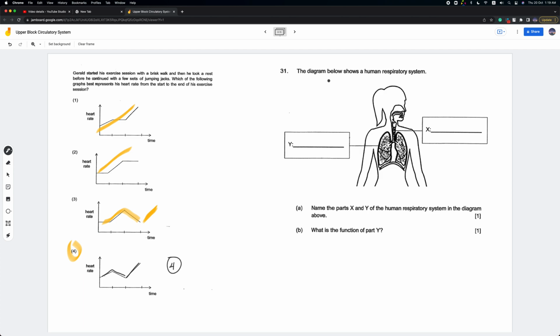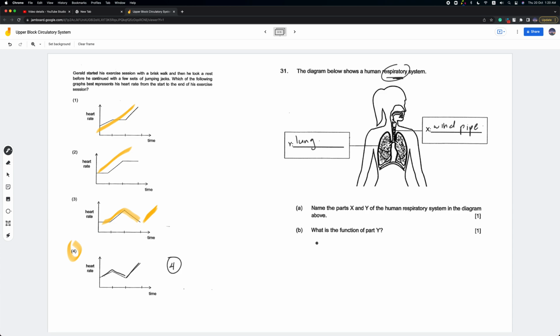Question 31. This is simply just a recall question. Okay, human respiratory system, that's the clue. Do not say gullet, because gullet is not part of the respiratory system. But remember I said we are talking about the circulatory system. Sorry, it's not the circulatory system, here's the lungs. It has something to do with the respiratory system also. What's the function of part Y?